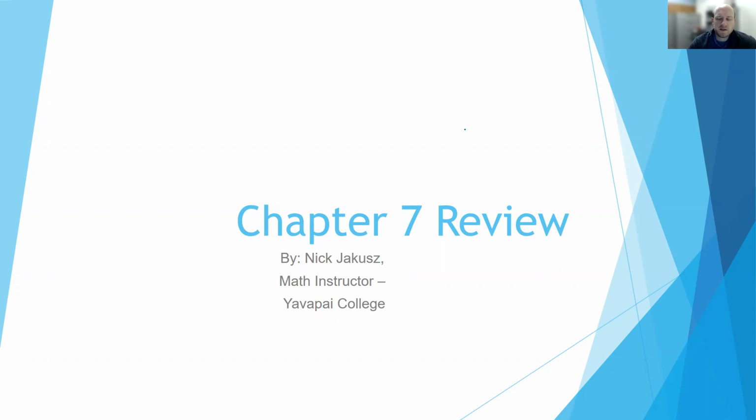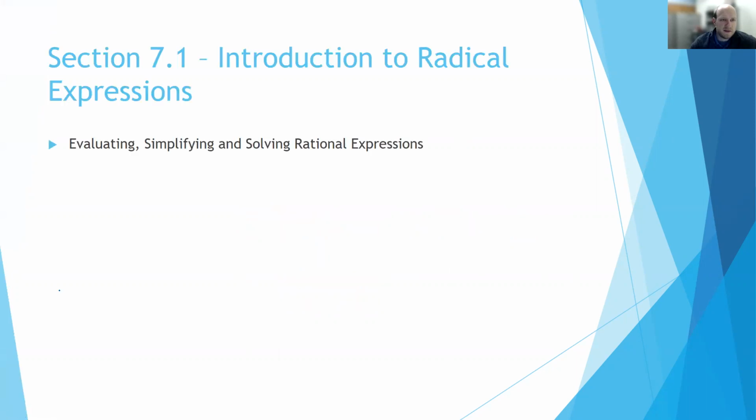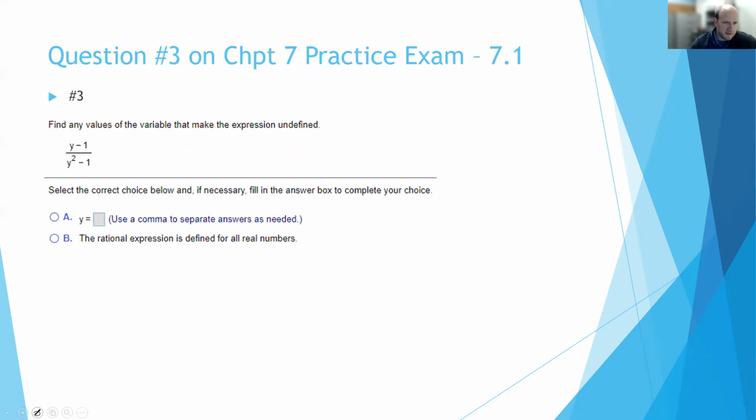I wanted to go over a chapter 7 review, just covering some of the types of questions that you might see on your chapter 7 exam coming up. So let's get started. Kind of a different format for this. I'm going to go over some different things that you might see on the test, and then we'll get into some example questions. So section 7.1 was an introduction to radical expressions. And what we did there is we evaluated, simplified, and solved rational expressions. So let's go into some examples.